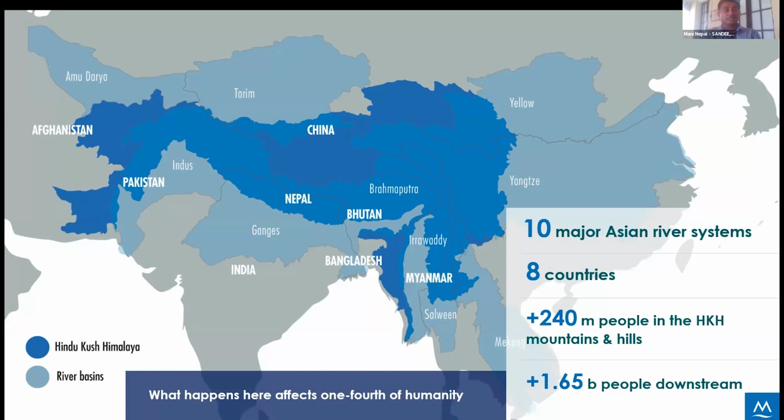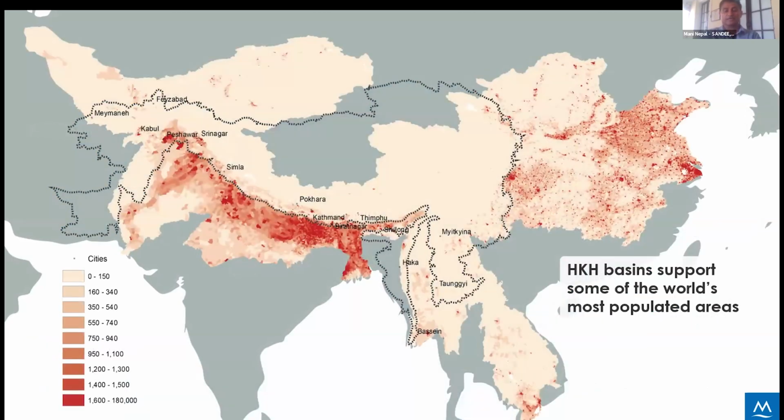In the mountains and the hills, it supports about 240 million people. And in the downstream, it has 1.65 billion people. So altogether, if you add those two, it is about 1.9 billion people that are relying on the resources that we have in the HKH region. So what happens in the Hindu Kush Himalaya region actually affects a quarter of humanity, right? Because our population currently is around 8 billion, and we have almost 2 billion people relying on these HKH mountain areas and the resources that we get.